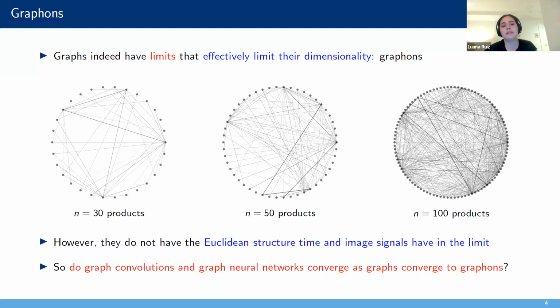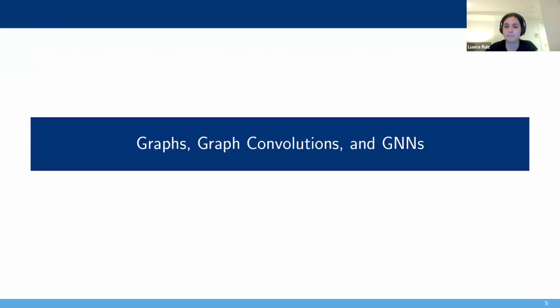But what's the difficulty here, right? The difficulty is that even though there is a theory for convergent sequences of graphs converging to graphons, graphs are irregular, right? They don't have a regular structure. So they don't have the Euclidean structure that, for instance, time and image signals have in the limit. And so convergence of filters or more general systems like graph neural networks on top of these sequences of graphs is not a given, right? So it's a result that still needs to be established.